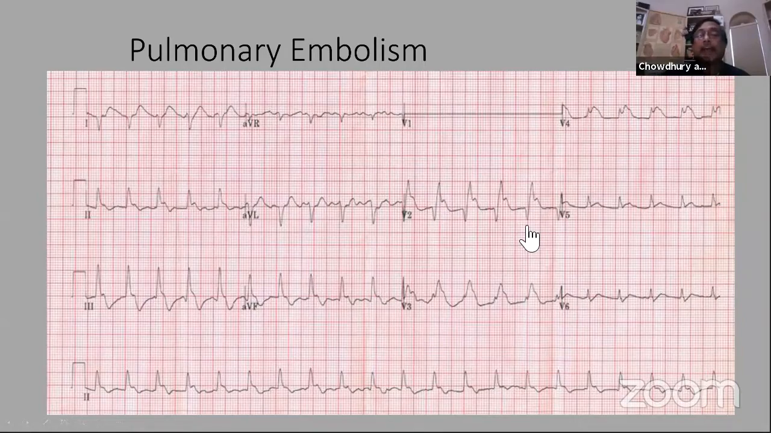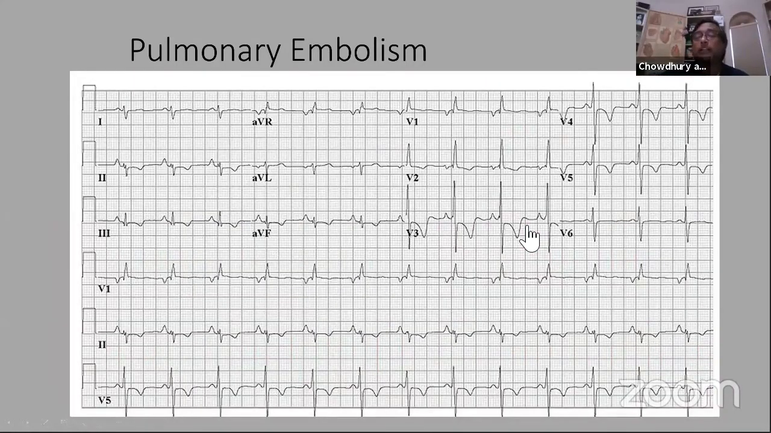So, and then there is chronic thromboembolism. With chronic pulmonary thromboembolism, you can get this pattern with RV strain as well. Yes. So right bundle and RV strain.